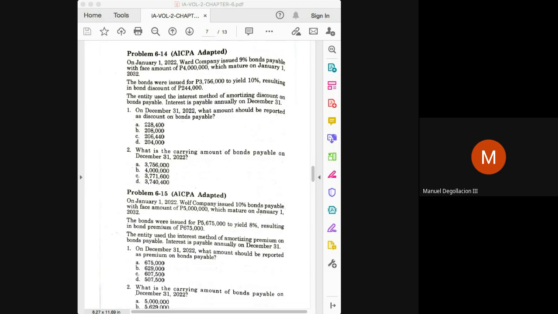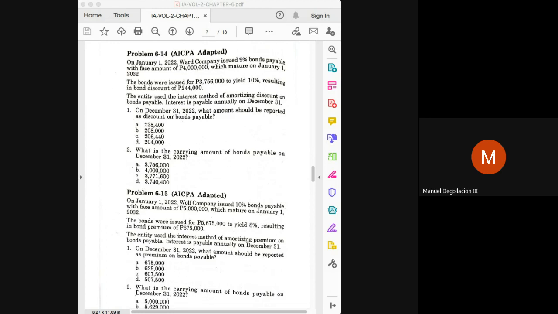Okay. So we have here problem 6-14. We'll start with problem 6-14 since the illustration involves annual amortization. Once we've discussed annual amortization, we'll go back to problems 6-11, 12 and 13, wherein the amortization happens more than once a year.